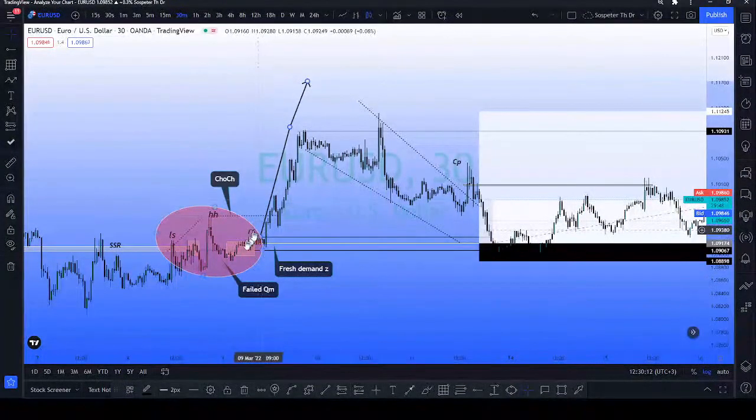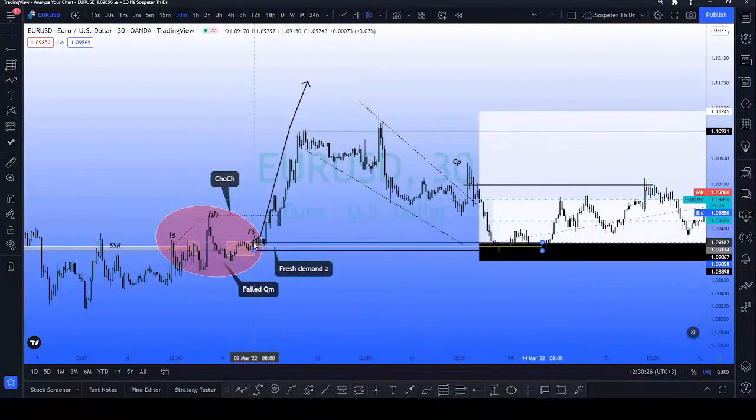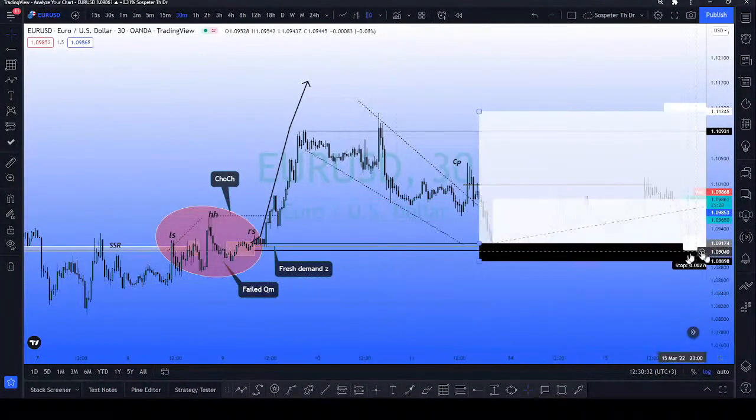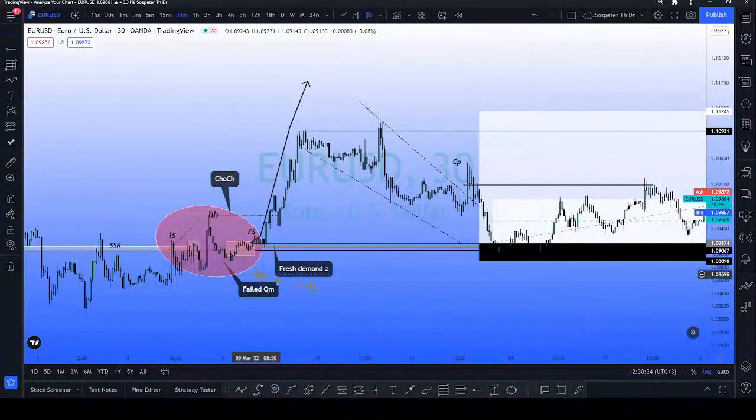So what demand zone caused this QM to fail? On the right shoulder, you can see there is a demand zone. The 50% of the wicks. I usually try to use the wicks. I like to use the wicks if you want to catch the aggressive entry. But if you want to catch a safe entry, it doesn't matter. So this was a fresh demand zone.